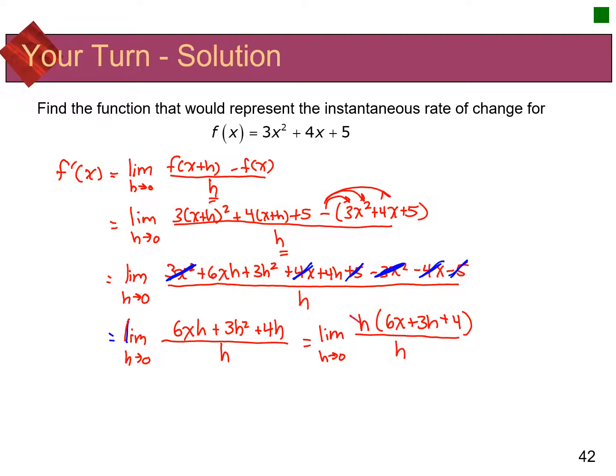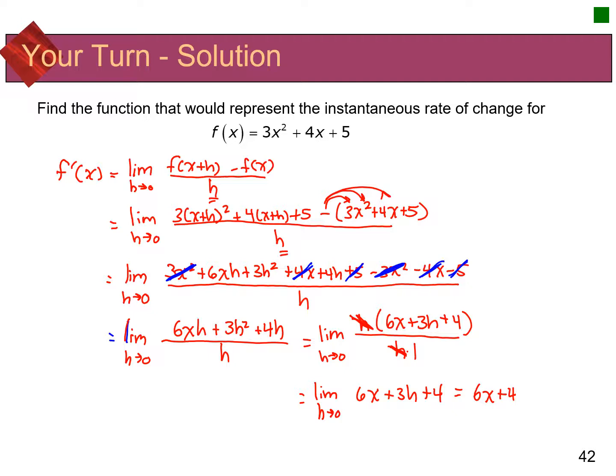Now, of course, these h's would now cancel because I have a multiplication of h on top and bottom. I mean, down here it's h times 1. We don't usually consider that a multiplication, but it's still there. So now I'm going to do the limit as h goes to 0 of 6x plus 3h plus 4. And now if h becomes 0, I end up with 6x plus 4.